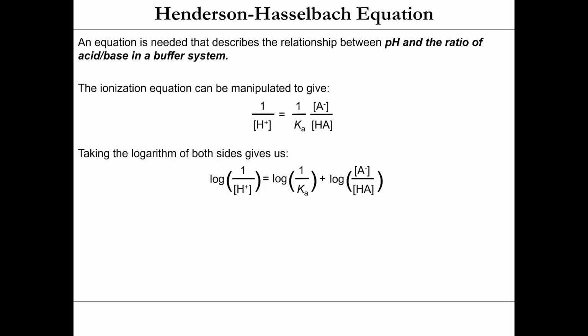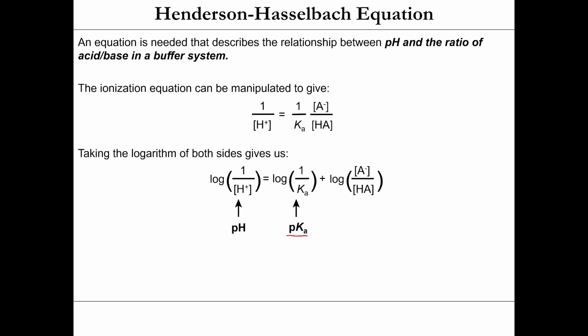Now, if we take the logarithm of both sides of this equation, it gives us log of 1 over the proton concentration equals the log of 1 over Ka plus the log of the conjugate base over the acid concentration. This is very helpful because the log of 1 over H plus is the same as negative log of the proton concentration, and that's the same as pH. And then this log of 1 over Ka gives us a new value that we can play around with, called pKa.